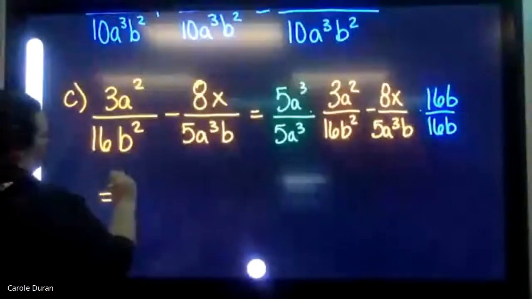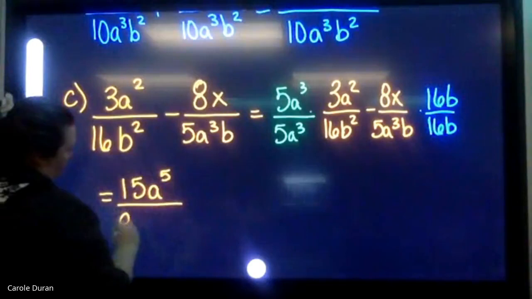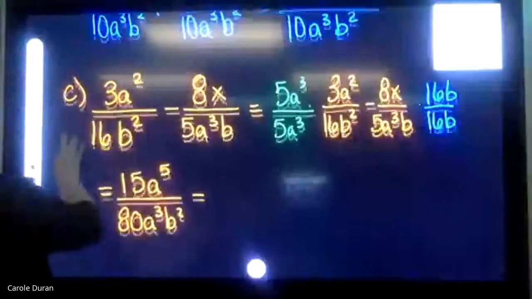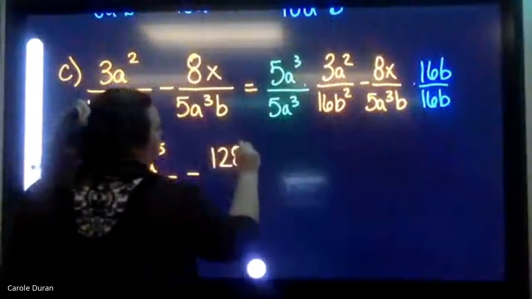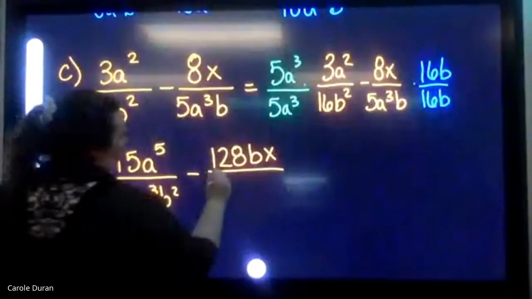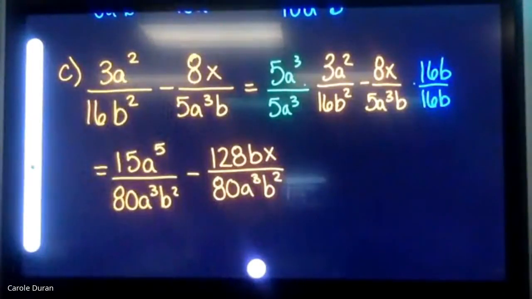And when I do, I'm going to get 15a to the 5th over 80a cubed b squared minus 128bx over 80a cubed b squared. Wait, it's 128. 16 times 8 is fine. All I did was put them together.